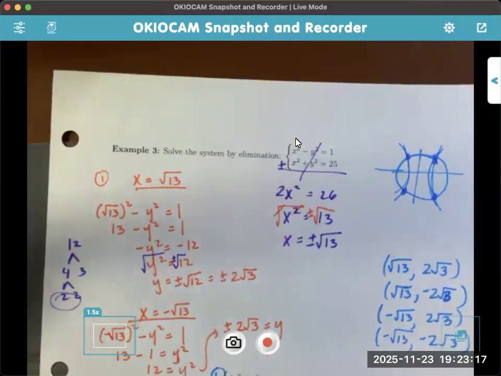That's it. So that is all of section 29.